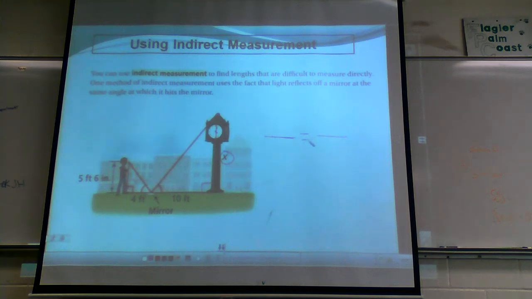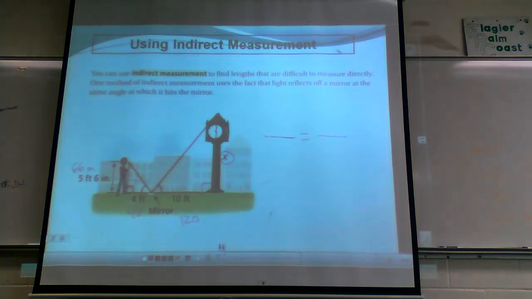Okay? All right, now here's the thing with this one. Since they have a measurement over here that has feet and inches in it, that means I either need to convert everything to feet or everything to inches before I do the proportion. What do you want to convert them to, feet or inches? Inches? Fine. Okay, so 5 feet, 6 inches. Someone tell me how many inches that is. 4 feet is how many? 48, and then 10 feet is 120.